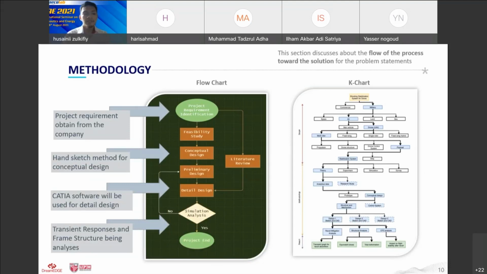And for the conceptual design, it is more to packaging, and we do it by hand sketch. It's a normal routine for the industrial part. And then we will develop using CATIA software to proceed with the analysis later on. And by using CATIA also, we can observe the matching process, which is the availability and the limitation that can be done. As for the key chart, it is really helpful.